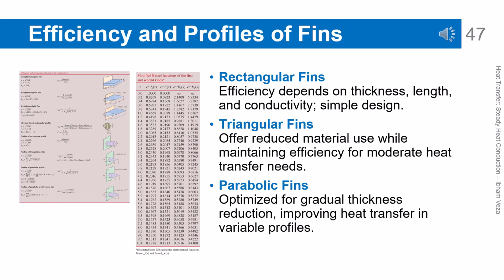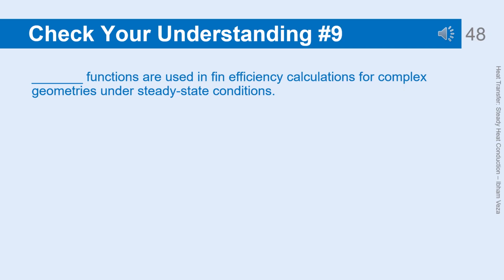Efficiency and profiles of fins. Fin efficiency is strongly influenced by geometry, thickness, length, and material conductivity. Rectangular fins are easy to manufacture and suitable for many general applications. Triangular and parabolic fins offer material savings while maintaining good thermal performance. Circular fins are widely used on pipes and cylindrical components. For complex geometries, Bessel functions are used in fin efficiency calculations under steady-state conditions.